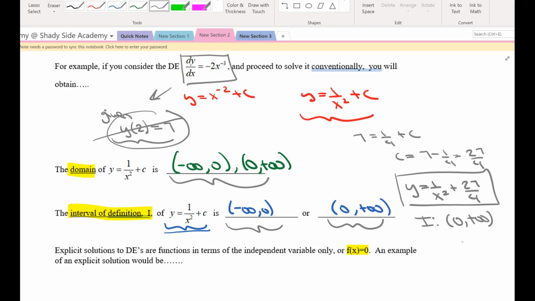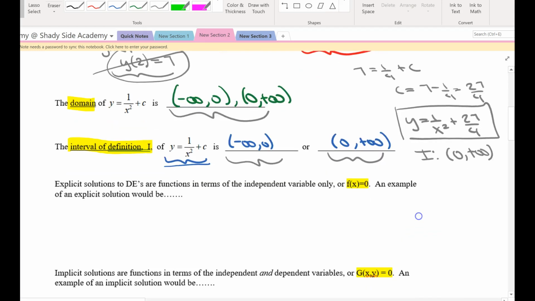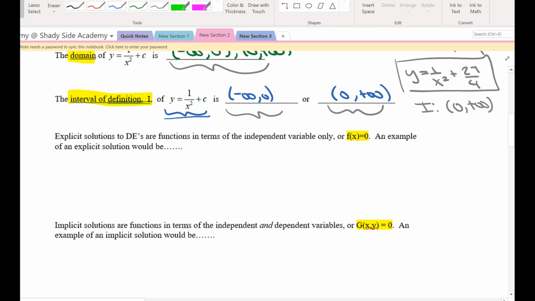DiffyQ solution. Okay? All right, explicit solutions to differential equations are functions in terms of the independent variable only, or f of x equals 0. I'll talk about this part in a second. Explicit solutions to differential equations are what you spent most of your time doing in AP AB or AP BC calculus. So for example, in fact, I'll just use the example above.